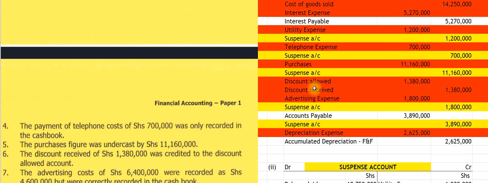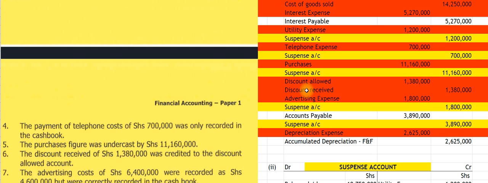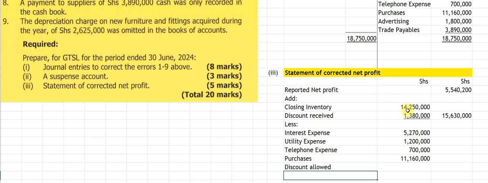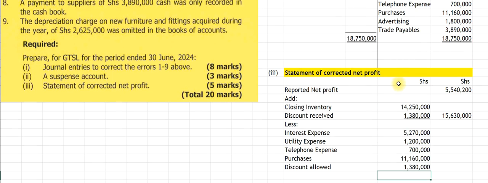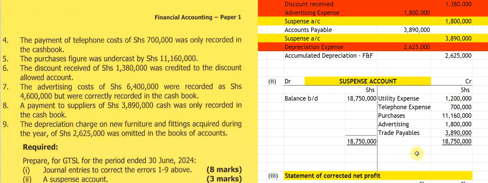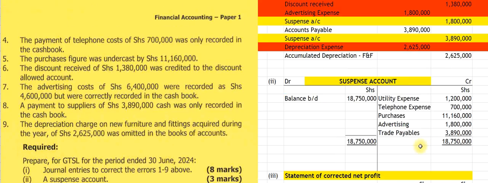There is a discount allowed. So we can show the discount allowed as well, because by crediting the discount allowed, it means that you reduced the discount allowed, which is an expense. By wrongly crediting the discount allowed, you are reducing the expenses, and when you reduce the expenses, your profits were understated, so you have to cancel that error by showing a deduction in the profits. Then what else do we have? We also have discount allowed. I've entered that.